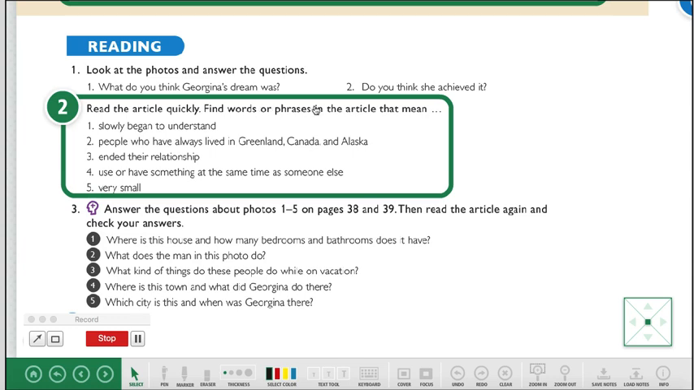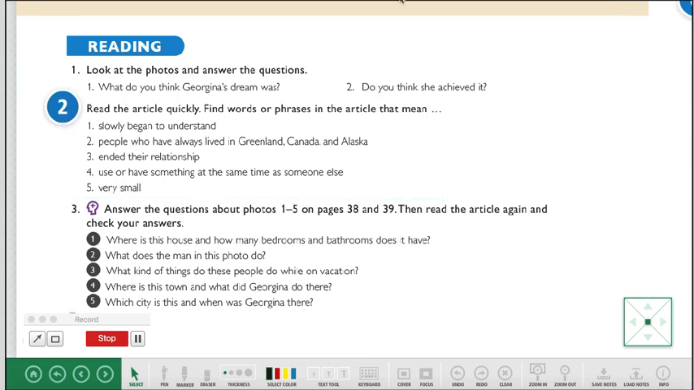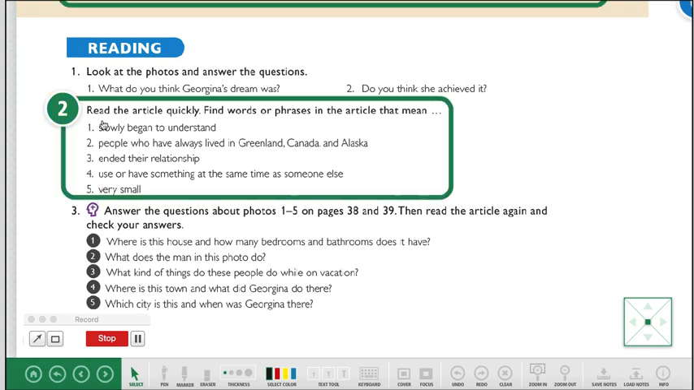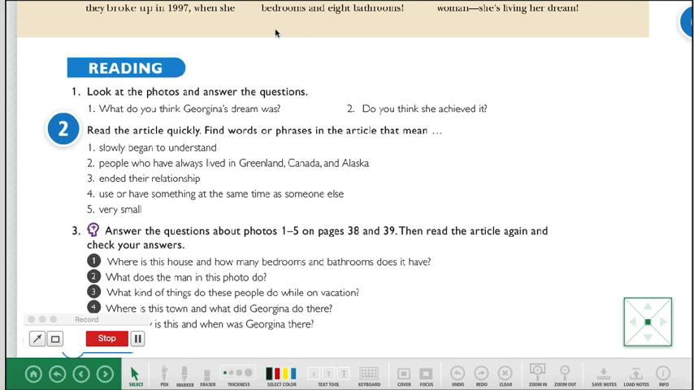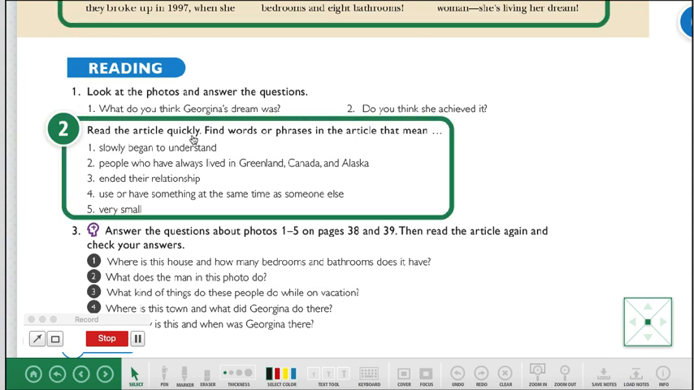So find words or phrases in the article that mean slow, began, people who have always lived in Greenland. These 5 sentences are the definitions of some words. So in the article, you have to find the words. For example, let's suppose in phrase number 1, you have run but really slowly. What is run but really slowly? It is jogging, okay? Jog, trotar. So in the article, maybe the word jog is over here, so I am going to write it.